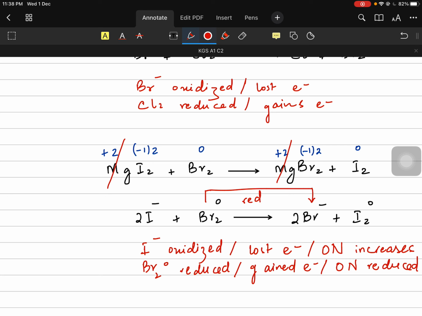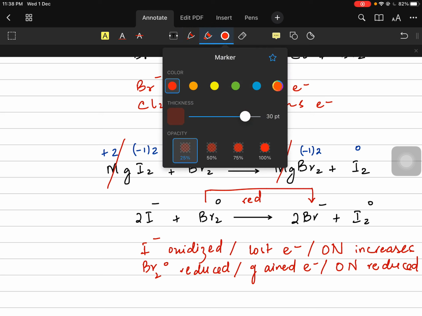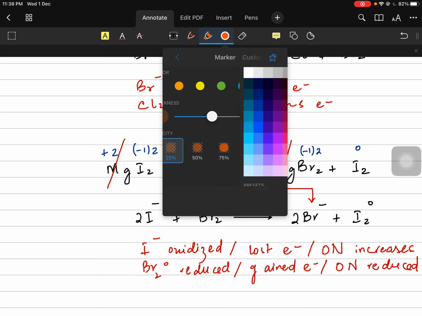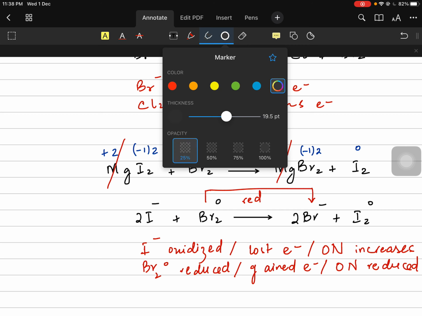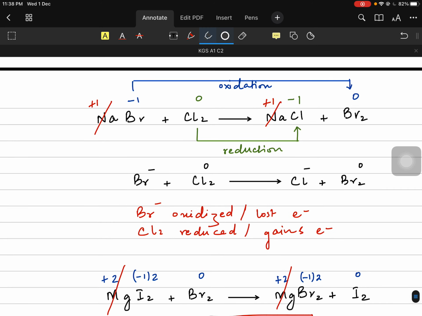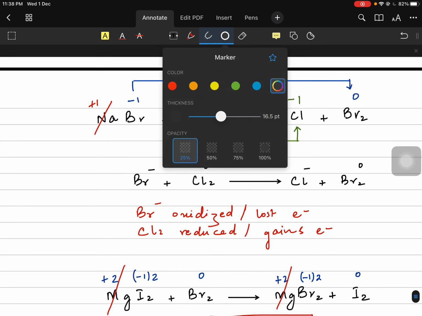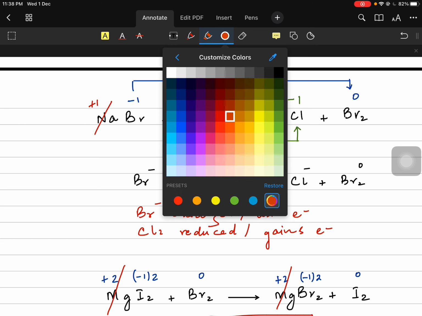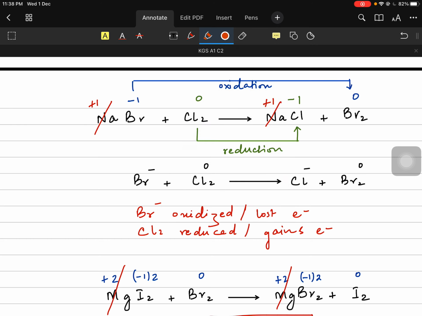What is the observation over here? The observation here is that iodine appears, which is black in color. So you can say a black solid of iodine appears. In the previous equation, when you were receiving bromine, bromine is actually red-brown in color. So a red-brown color appears because of the bromine.